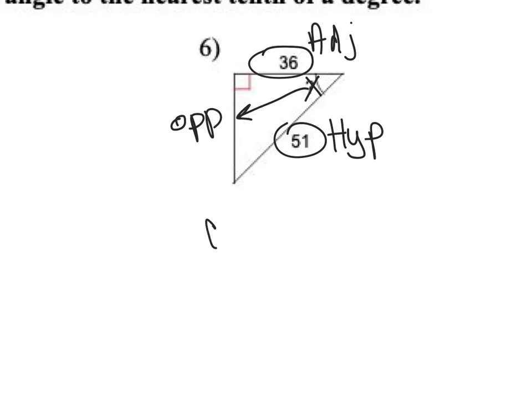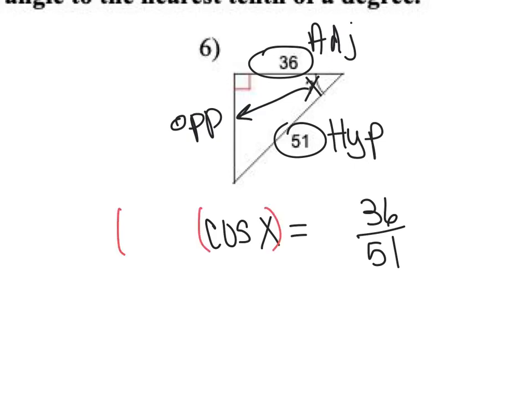So we're going to say the cosine of x equals our adjacent side, which is 36, over our hypotenuse, which is 51. Again, we don't want the cosine of x, we want x. So we're going to use that inverse. We're going to take the inverse of both sides, so I'm going to take the inverse cosine of both sides.